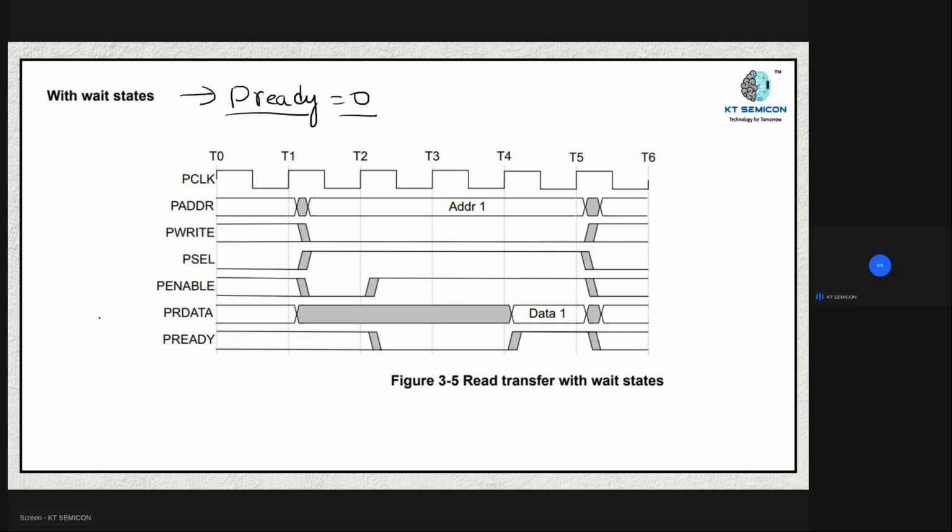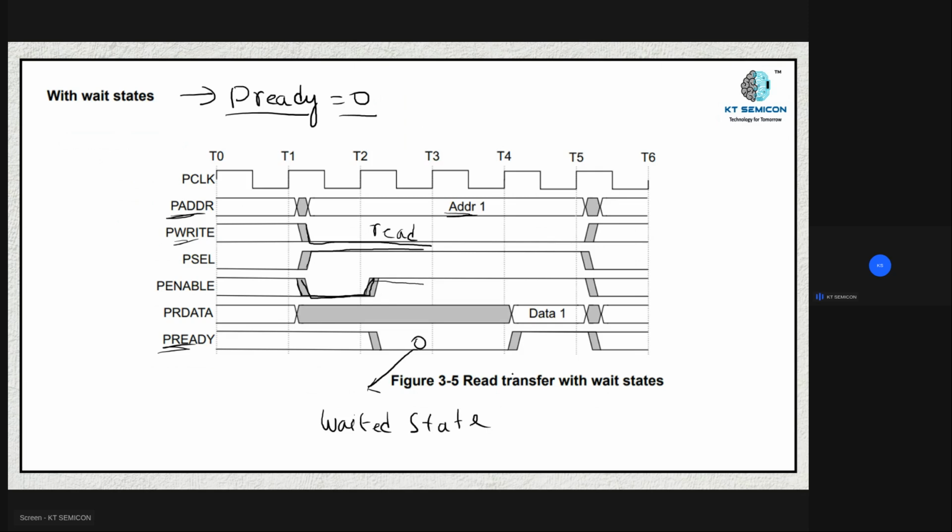Now here, the PADDR signal is provided, and the PWRITE signal is 0, which means it is a read operation. PSELECT is equal to 1, which means a particular slave has been selected. Now your PENABLE was made 0, so that means it is a setup phase. Whenever your PENABLE is equal to 0, the slave can keep any value of PREADY. But whenever your PENABLE is equal to 1, PREADY can be either 0 or 1. In this particular case, PREADY is equal to 0, which means it is basically a wait state.